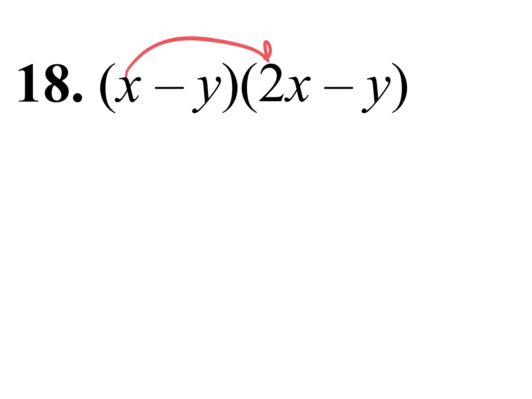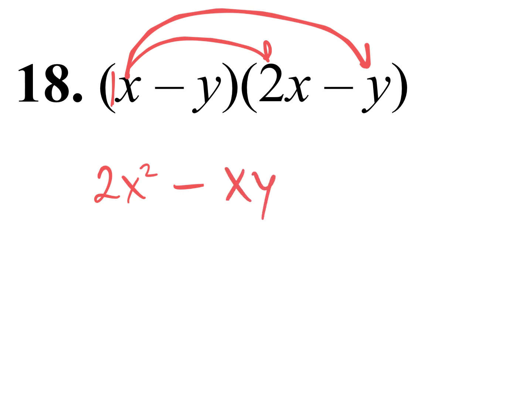When I go x times 2x, well, I'll get a 2 with an x squared. Again, because there's a 1 right there, it's like saying 1 times 2 is 2, and then x times x is x squared. Then we distribute 1x times negative y. Positive times a negative is a negative, and x times y is exactly that, xy, because xy means x times y.